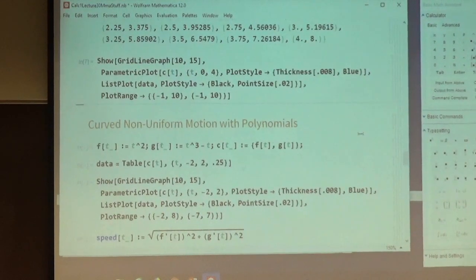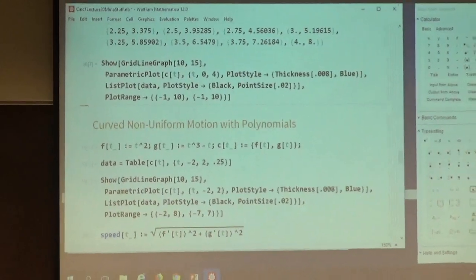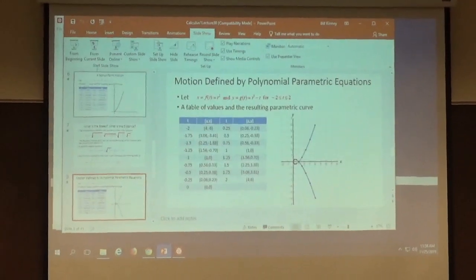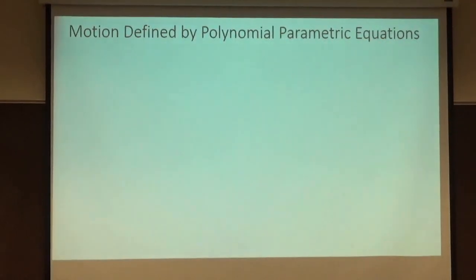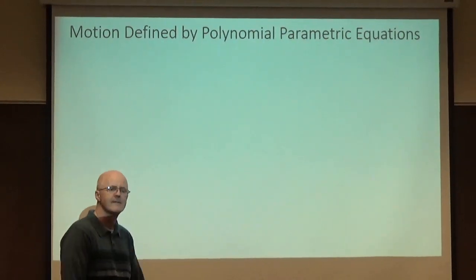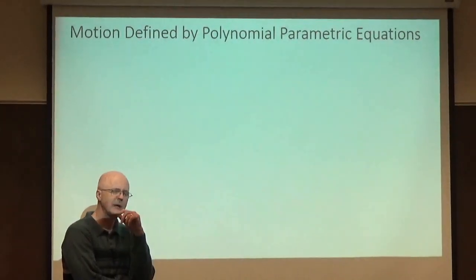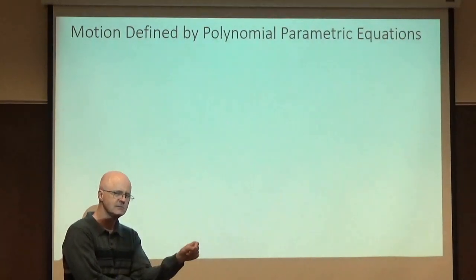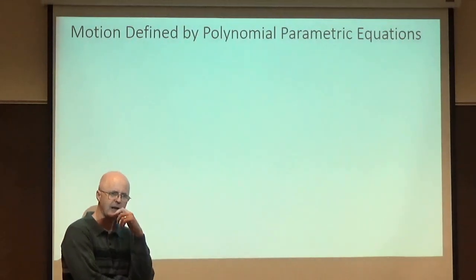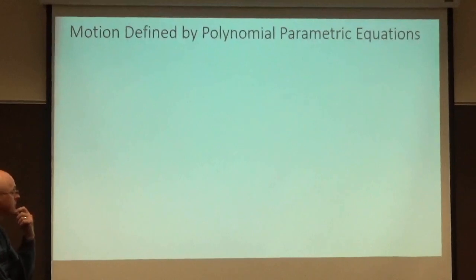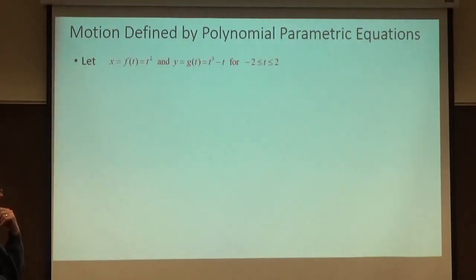Our final main example today is a motion defined by polynomial parametric equations. Next week we'll do a realistic example of projectile motion as well, maybe both with and without air resistance, and see what happens. This is not a projectile motion. It's just a bug traveling on a piece of paper, or maybe a car traveling on the road.